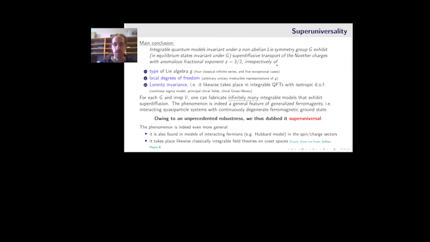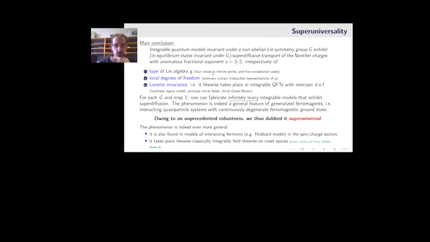So in quantum integrable models invariant under non-abelian symmetry groups, you will find a dynamical fractional exponent 3/2 in the Noether sector. And remarkably, this happens irrespectively of which Lie algebra you take. It can be any Lie algebra from the classical series A, B, C, or D, or it can even be an exceptional Lie algebra. As we know, all these Lie algebras were classified a century and a half ago by Cartan.